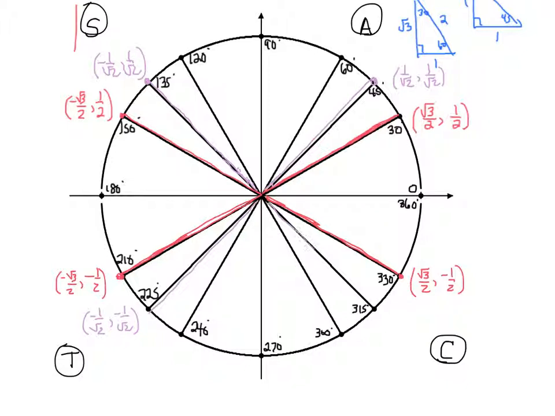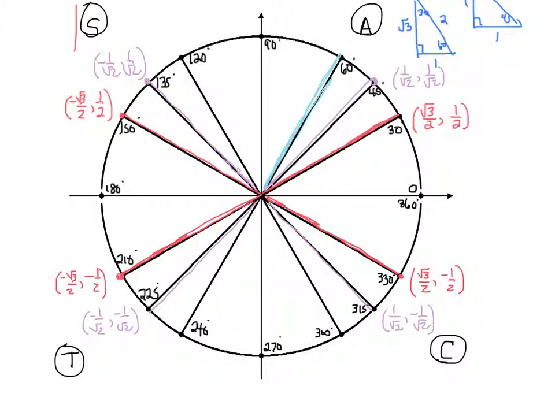And finally, an angle of 315 degrees. We will fill in 1 over root 2 and negative 1 over root 2. Okay. Now we'll go back to the 60 degree angle in quadrant 1. Let's fill in our values here.